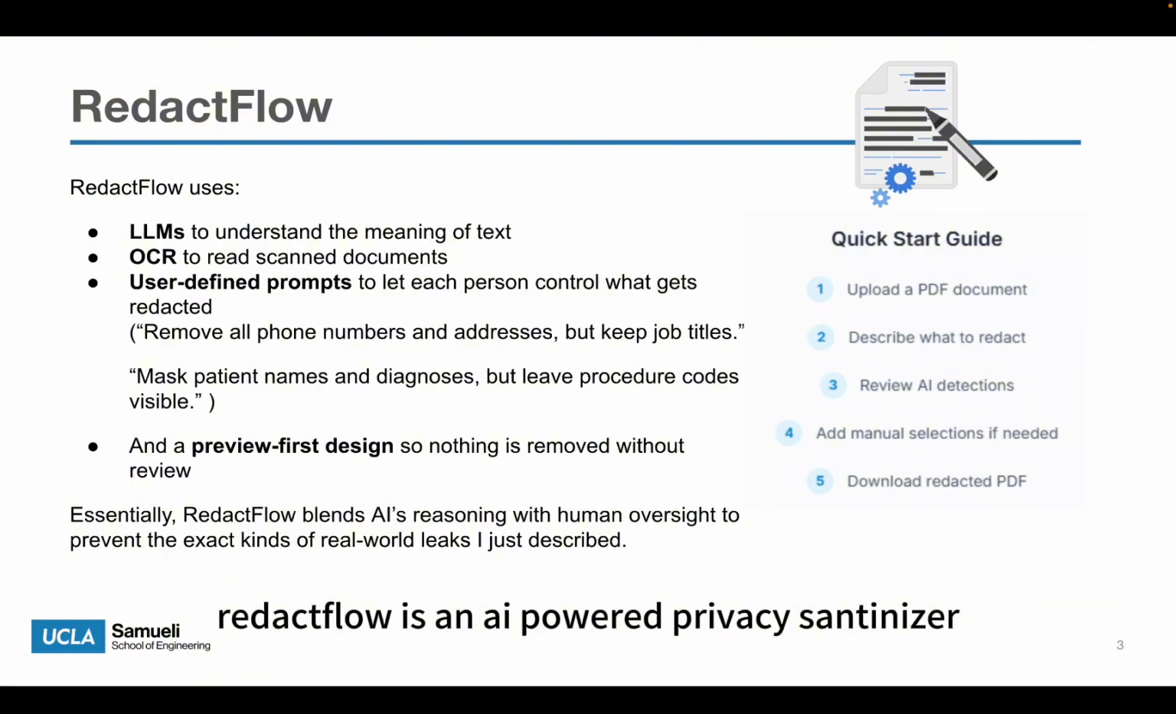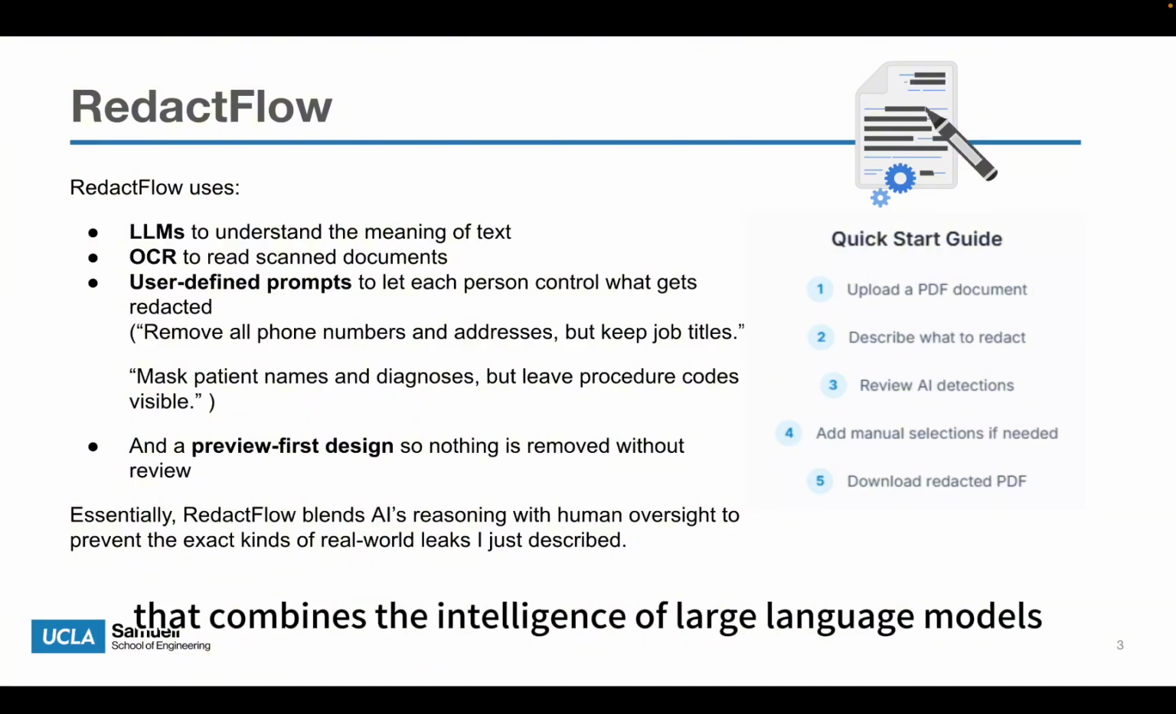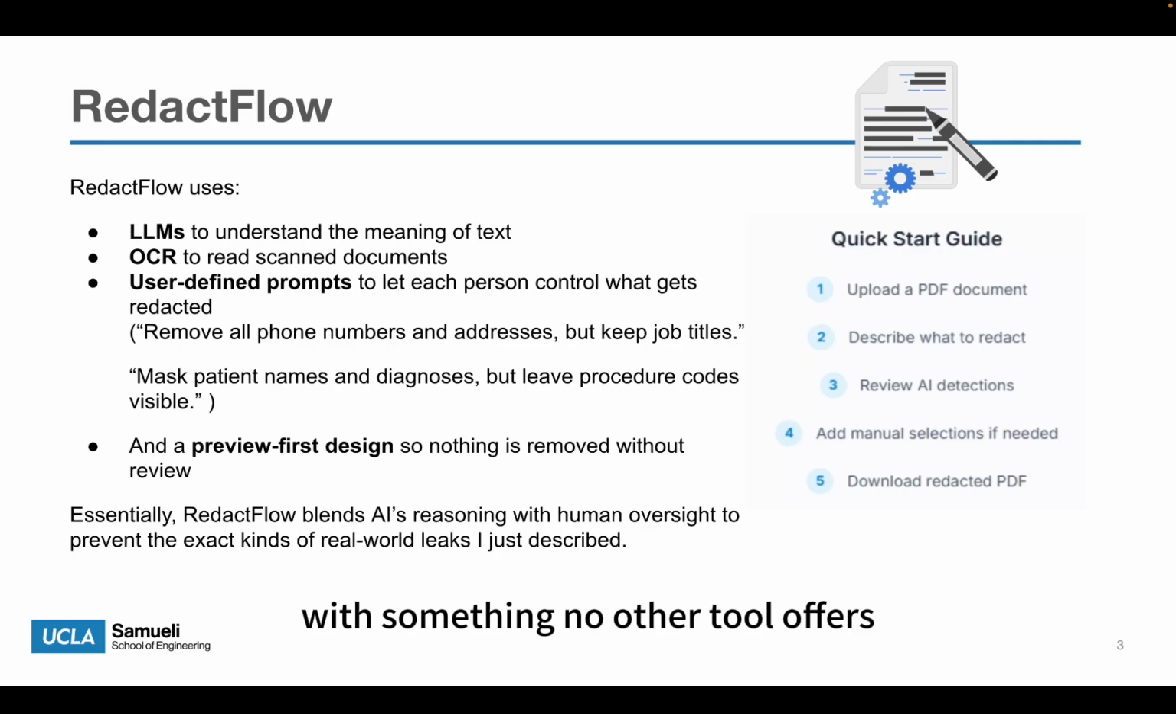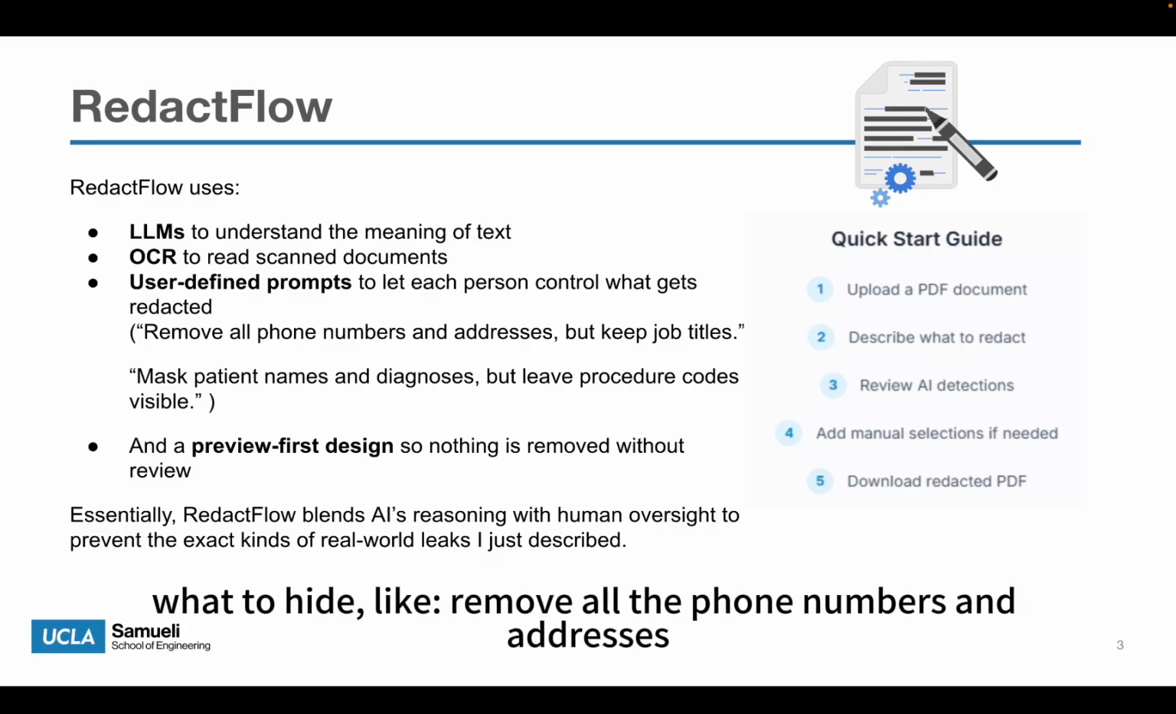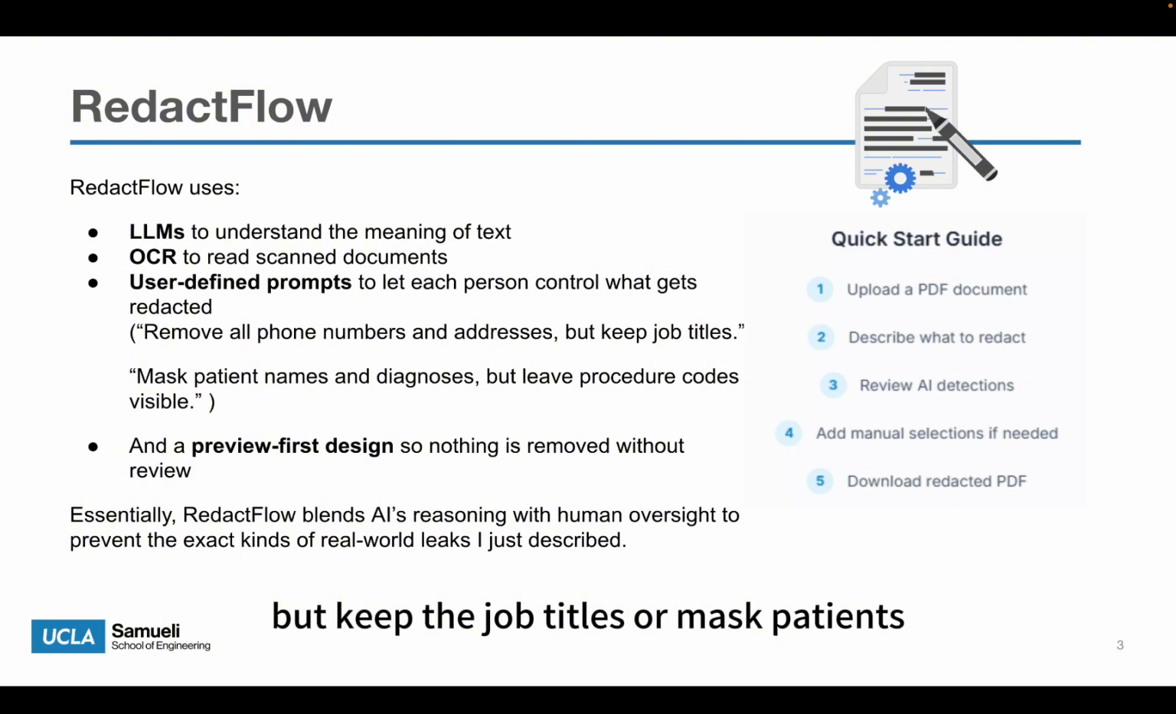RedactFlow is an AI-powered privacy synthesizer that combines the intelligence of large language models with something no other tool offers: the user-defined redaction policy written in natural language. You don't need to be a regular expression expert. You don't need to know patterns, formats, or edge cases. You simply tell our product in plain English what to hide, like remove all the phone numbers and addresses but keep the job titles, or mask patients' names and diagnoses but leave procedure codes visible.